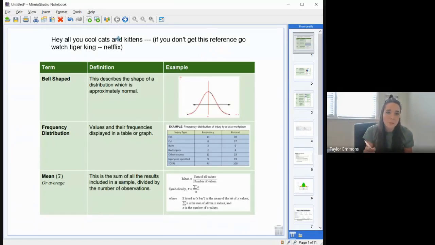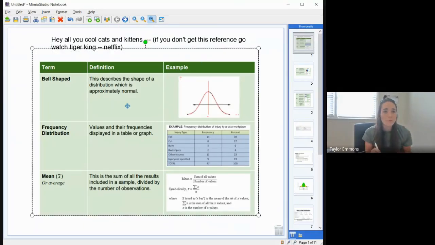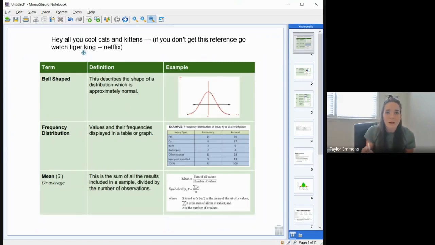All right. So first thing I want to do is go over some vocabulary that Miss McLeod posted earlier. Bell-shaped curve is just talking about this type of curve. It's the curve that you normally think of when you think about statistics. A frequency distribution is this frequency table. Y'all used to see these in Algebra 1.